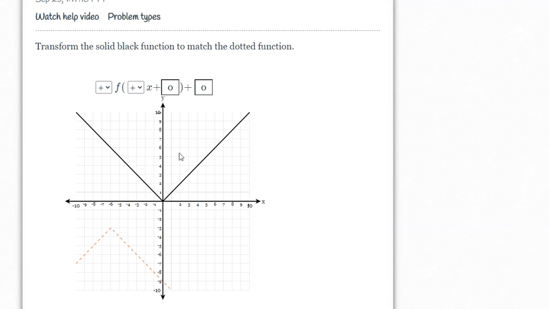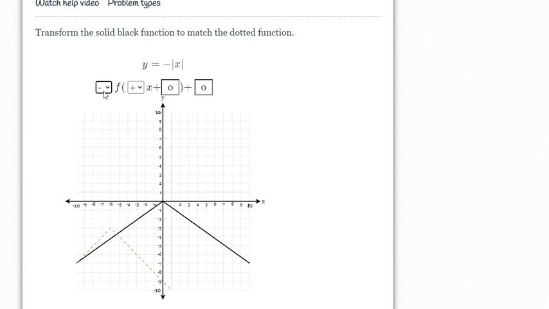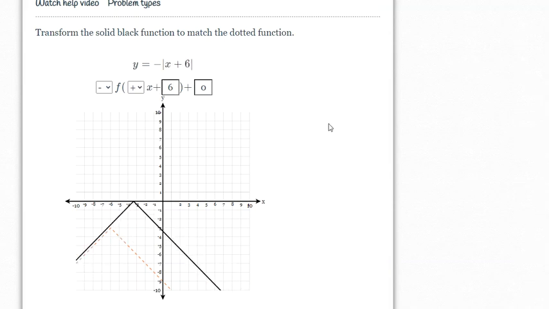So first thing I noticed is that it obviously is now going down. So it must have got reflected across the x-axis. The reflection across the x-axis is a negative out in front of the function. And notice as you change it, it occurs. I think that's pretty cool. Then we're going to move it left 6, which is going to be a +6 inside the function. So we're going to put a 6 there. And then watch it move.